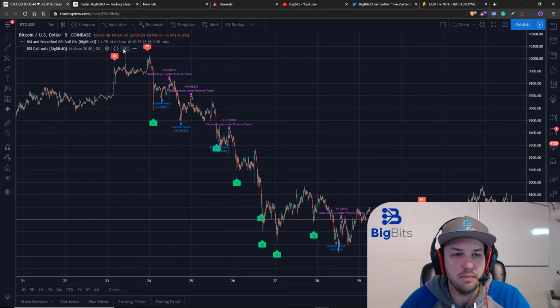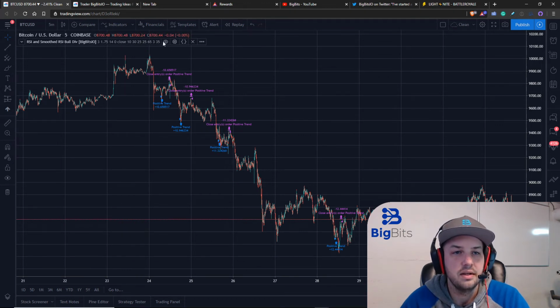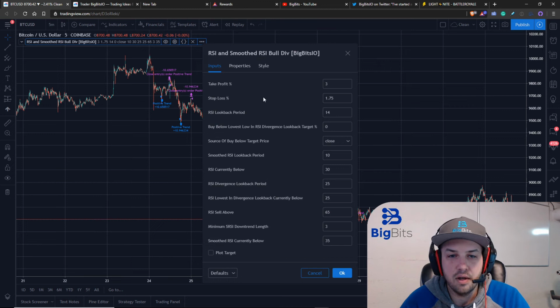I want to go over a couple of the settings really quick on this. Take profit and stop loss, those are self-explanatory. The RSI look back period is pretty self-explanatory if you know what the RSI is. I'm going to be working on some more of the trading indicators explained videos so that people can understand what the RSI is. I've been really focused on the development stuff here in Pine, so I haven't really done those, but we'll get back around to those. And then the buy below the lowest low in RSI divergence look back.